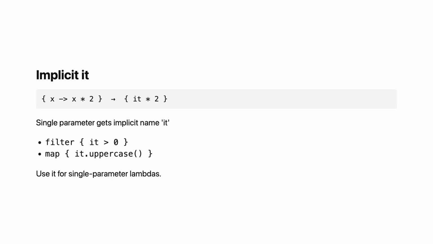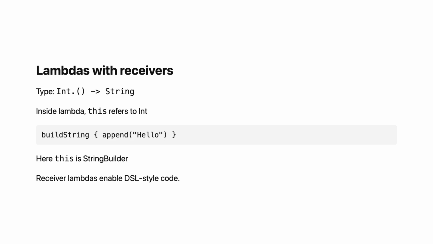The readability improves. When a lambda has exactly one parameter, you do not need to declare it. { x -> x * 2 } can be written as { it * 2 }. It is an implicit name for the single parameter. This reduces noise for simple lambdas. Most collection operations use single-parameter lambdas. filter { it > 0 }. map { it.uppercase() }. If you need a more descriptive name, declare it explicitly. { number -> number * 2 }. Use it for short, clear lambdas.